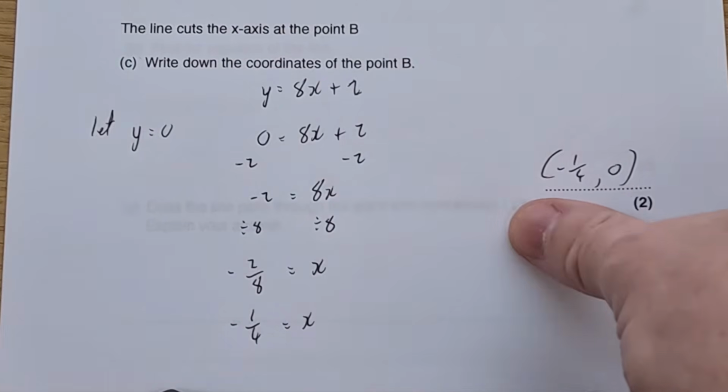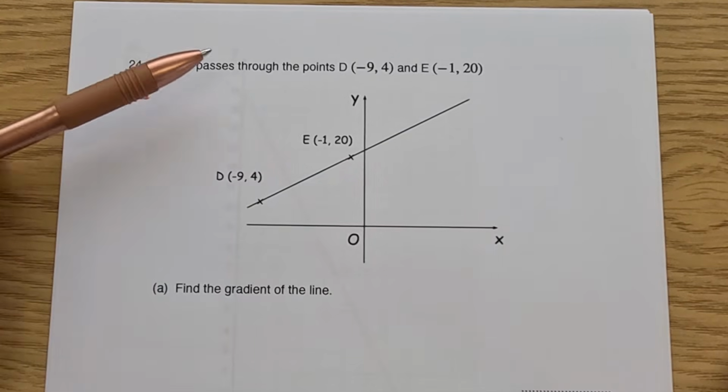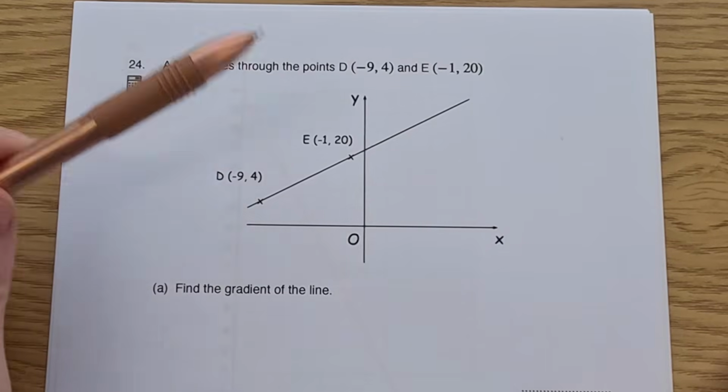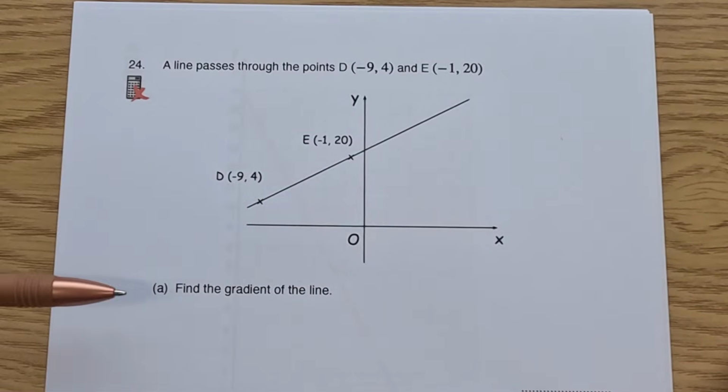Okay, let's look at our next question, question number 24. We've got a line that passes through the point D, which has coordinates -9, 4, and the point E, which is -1, 20. And part A says find the gradient of the line. So we want to find the gradient of the line.